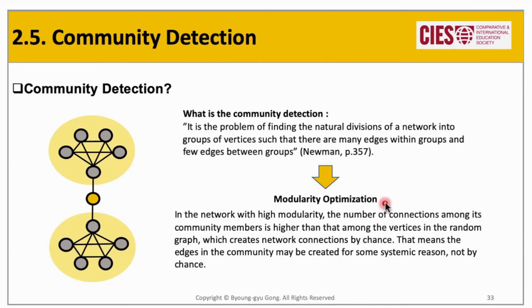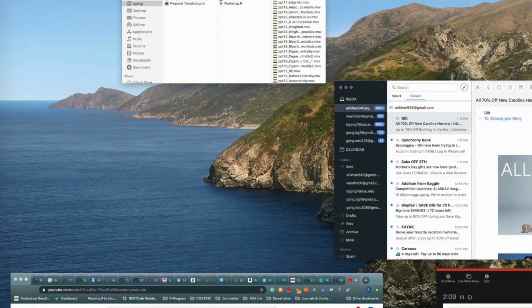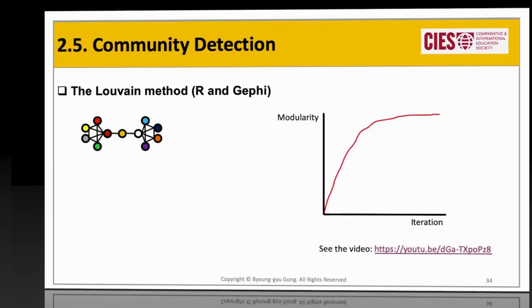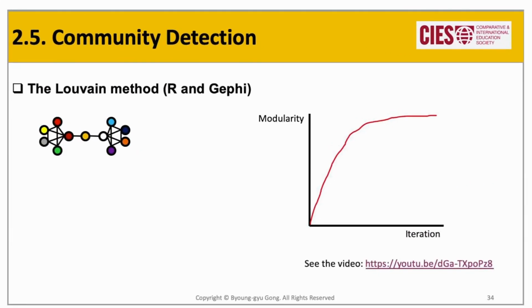Then how can we detect such community structure? We can use the modularity score and iterate scoring until we reach an optimum level. The optimum level means the moment when we can get a higher modularity score than a random graph. Let me elaborate this iterative process further here.